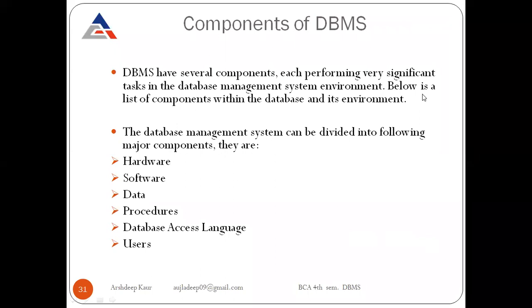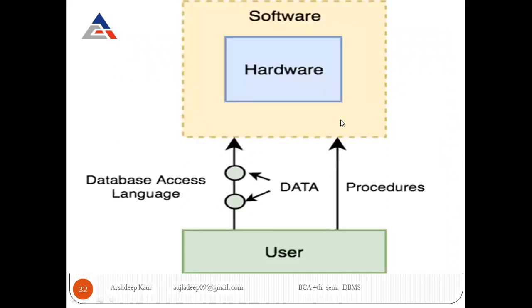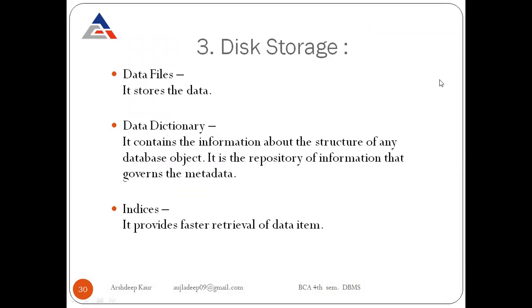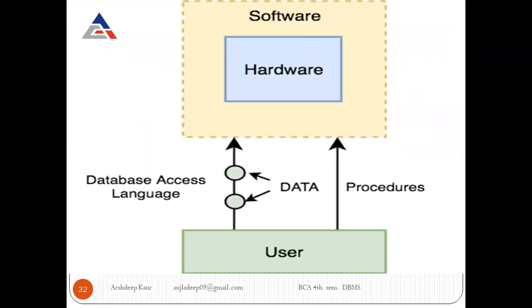We have some components of DBMS, like hardware, software, data, then procedures, database, access language, and the last component of the DBMS is users. You see the diagram of components of DBMS. First, we have software, then hardware, then data, and these are the procedures, database, access language, and the last component of the DBMS is user.